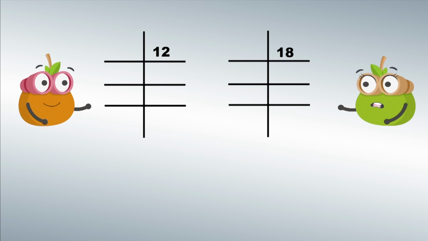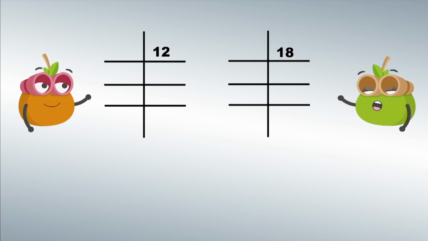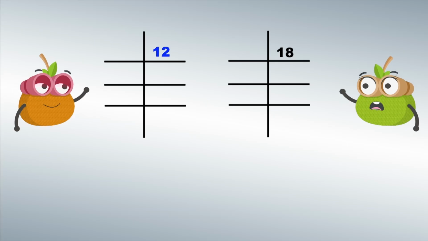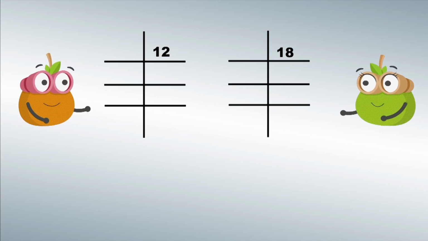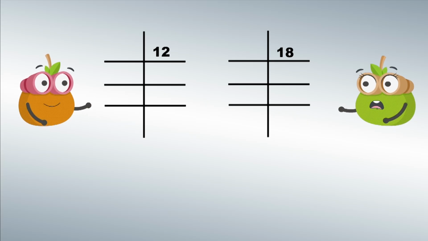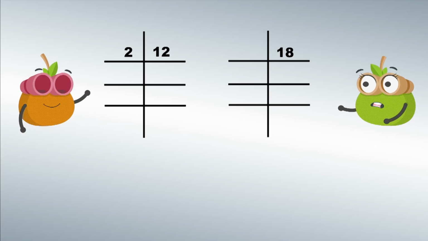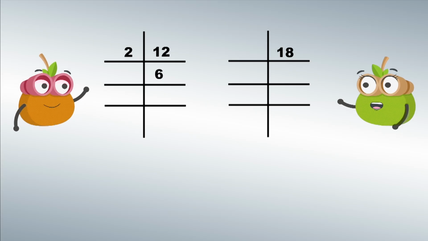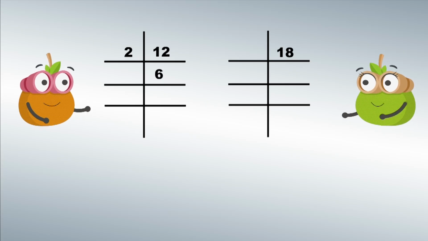Let's find the highest common factor of 12 and 18 using the prime factorization method. Let us begin with the number 12. We will break it down step by step. Start by dividing 12 by the smallest prime number, which is 2. The process begins. 12 divided by 2 equals 6. We get 6. Now let's continue factoring in 6.